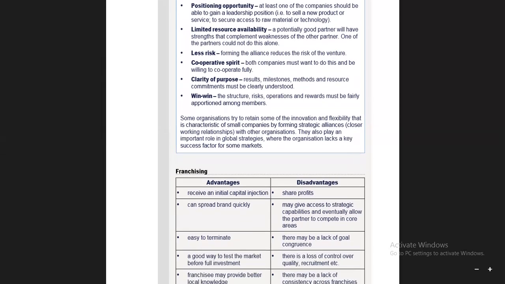The structure, risk, operation, rewards must be fairly apportioned among members. Yes, both the parties who are going for the alliance, all the things should be shared. Then it is a win-win situation. Otherwise, it will sometimes get into a win or lose situation. So you will go for win and win in that scenario if you share all the things equally between both of the companies.